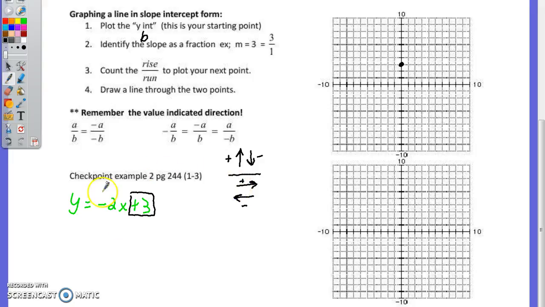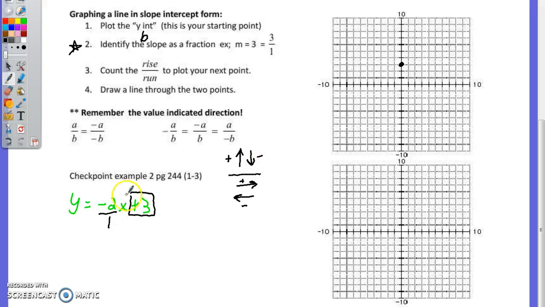It's on the numerator. So I'm going to take this -2 and I'm going to turn it into a fraction. That's what step 2 is talking about. We identify the slope as a fraction. My slope is -2. So to make any whole number a fraction, we just put a 1 as the denominator. So we have -2 over 1.